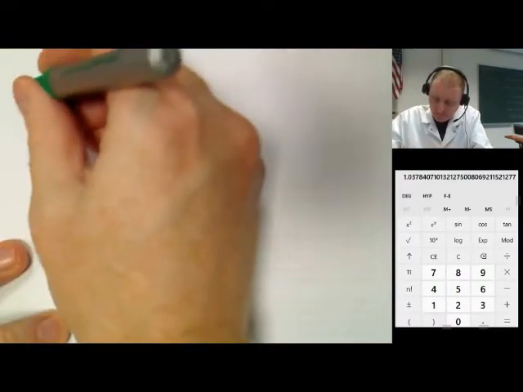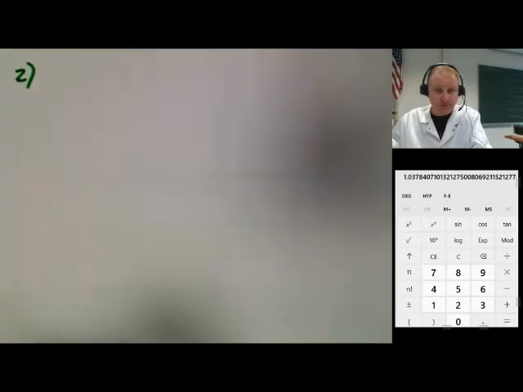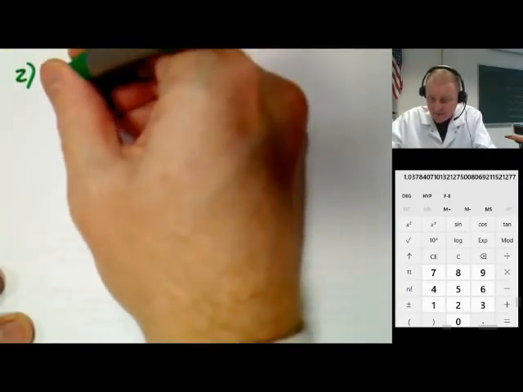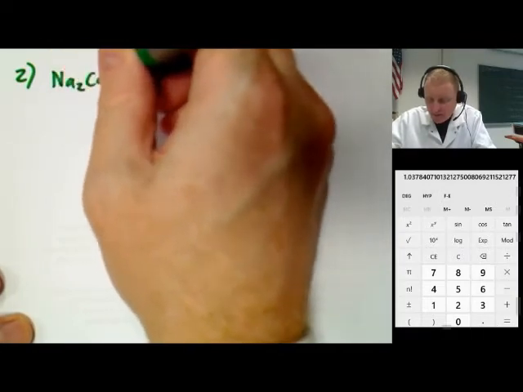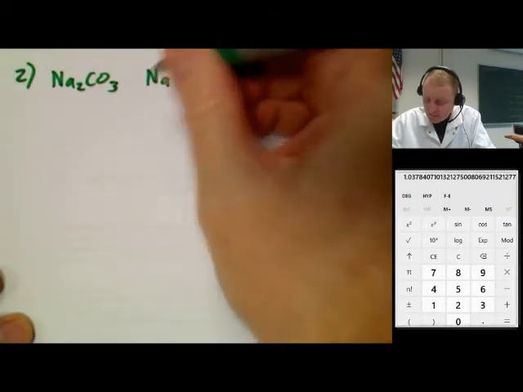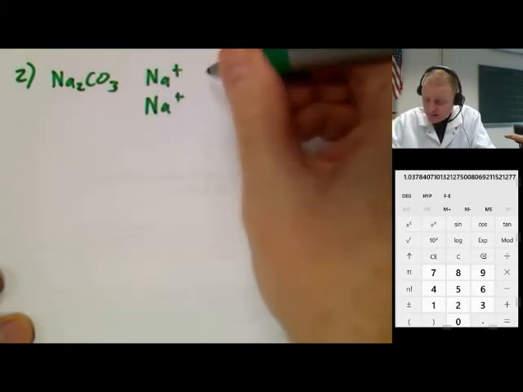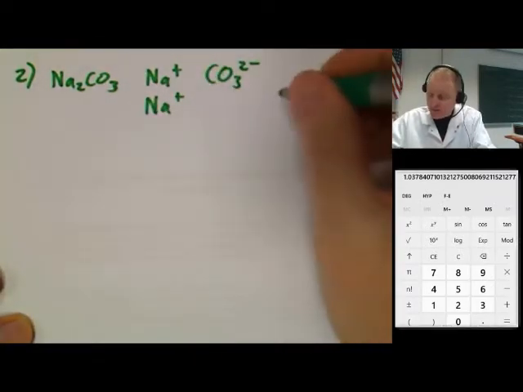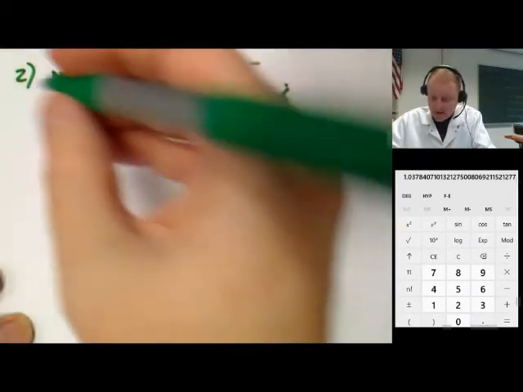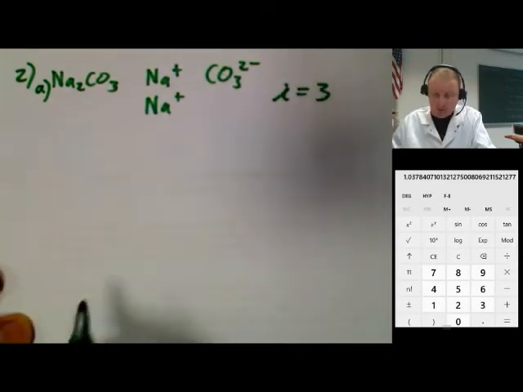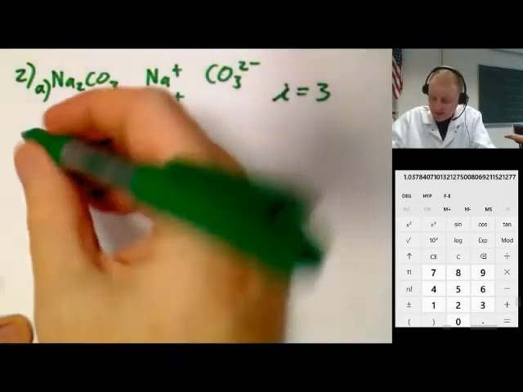Number 2. What's the Van't Hoff factor for the following? Well, A, sodium carbonate. We identify this as breaking into two sodiums, because carbonate, CO3 2 negative, is this. So because we have 3 pieces, the Van't Hoff factor for A is 3.